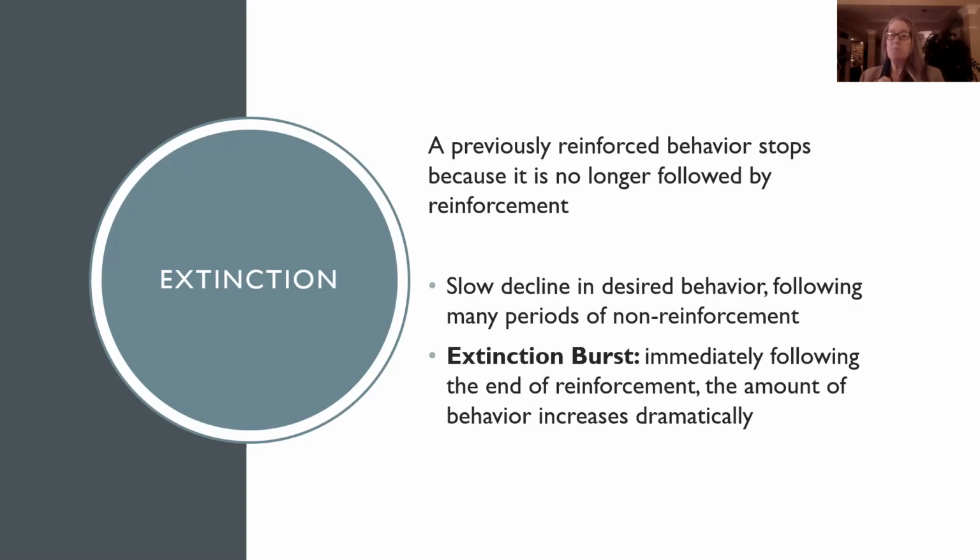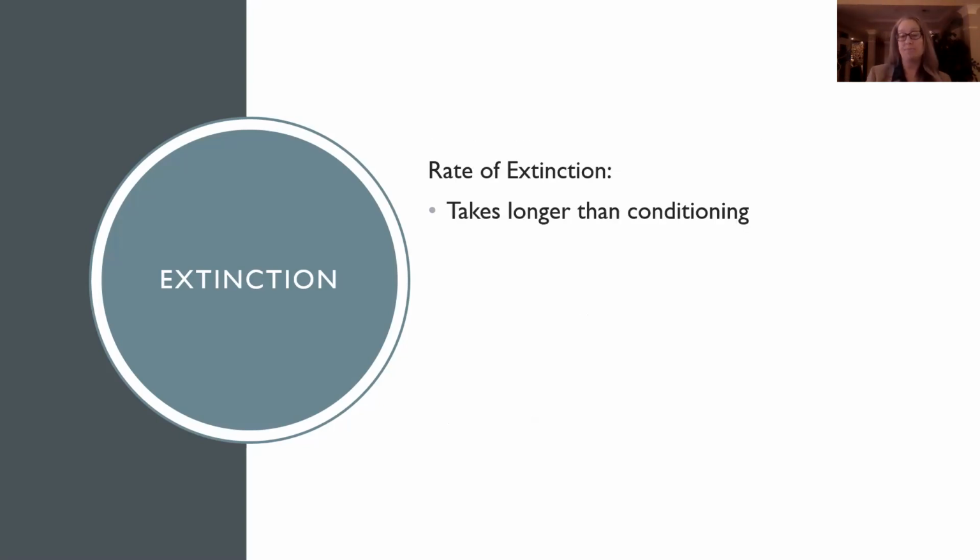So an extinction burst is when suddenly that dog is sitting, sort of like, where's my reinforcement? And then when there is no treat over and over again, the dog just stops sitting when you say, Daisy, sit. When the dog stops sitting after I say, Daisy, sit, after it had happened for a while when there was a reinforcer, we now call that extinction.